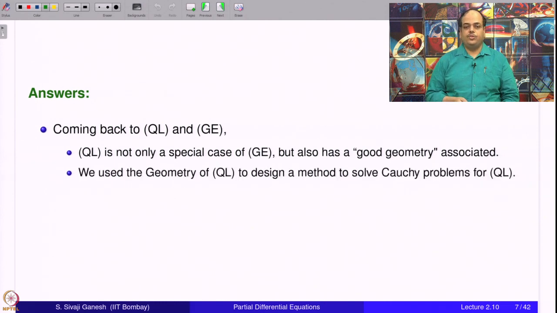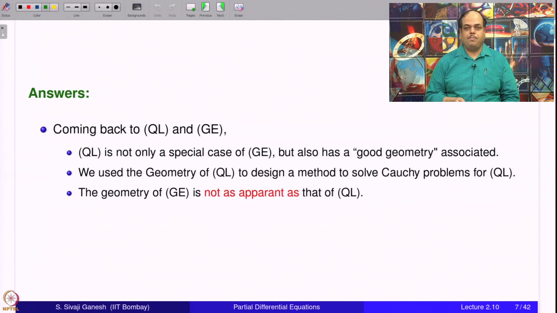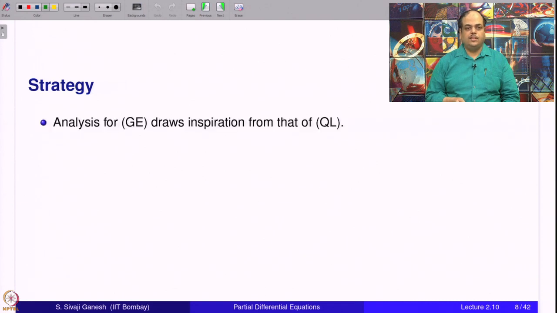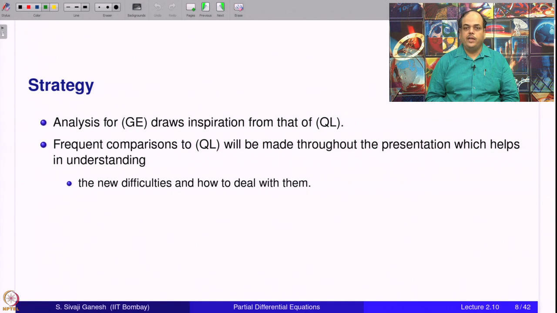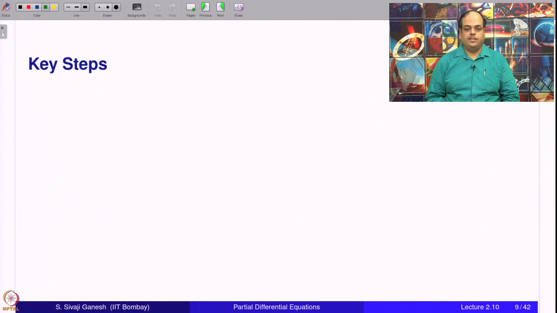So, we use the geometry of QL to design a method to solve Cauchy problems. The geometry of GE is not as apparent as that of QL. The strategy of analysis for GE draws inspiration from that of the quasilinear case. So, frequent comparisons to the quasilinear case will be made throughout the presentation, which helps in understanding the new difficulties and how to deal with them, the process of generalizing the ideas from the quasilinear case.